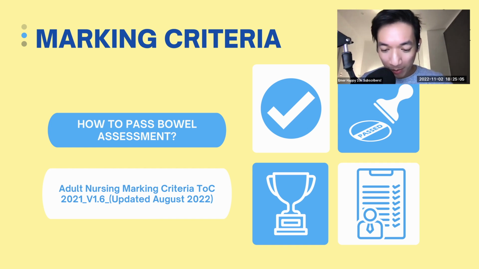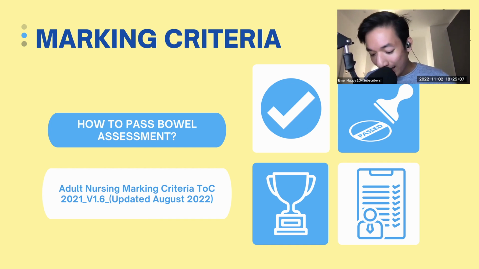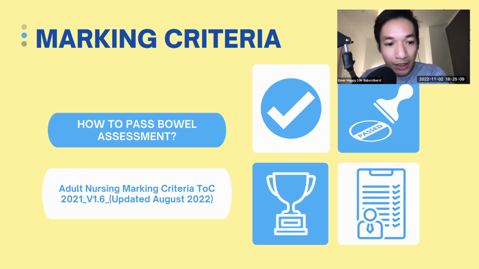So we will now move on with the marking criteria. Again, guys, please remember that the Bible for the examination is the marking criteria. The one I'm showing you on your screen is version 1.6, and it was updated last August 2022. Again, it's your responsibility before you go to your examination to check the current marking criteria, because the test centers or the NMC don't normally announce if they are updating their marking criteria.